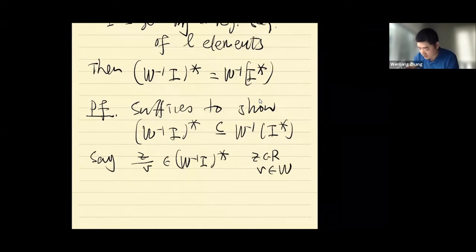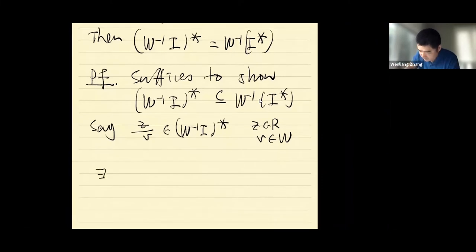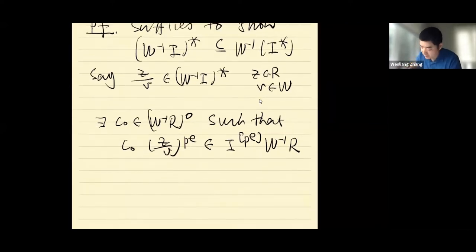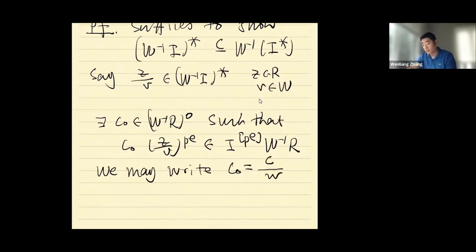So that means just by definition, there exists a C zero in W inverse R circ, such that, I'm just repeating the definition, C zero times Z over V to the P to the E is contained in I to the bracket P to the E in W inverse R. Now by proposition two, we may write C zero as C over little W, because I want to put everything back to R. C zero to begin with only avoids the minimal primes that do not meet W, I want C to be in R circ, meaning C is not in any minimal prime of R.